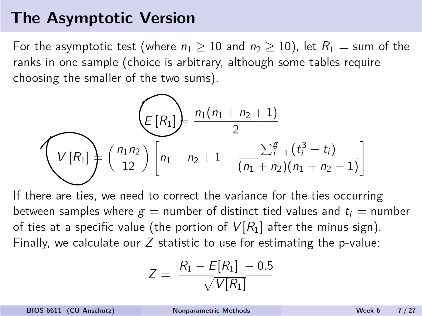In fact, what we can see here almost as a connection is that we have our comparison of what's observed minus the mean, so our observed R1 minus the expected value, the mean of R1. Because it is using ranks and discrete data, we then apply a continuity correction and then divide it by the variance of our estimator.